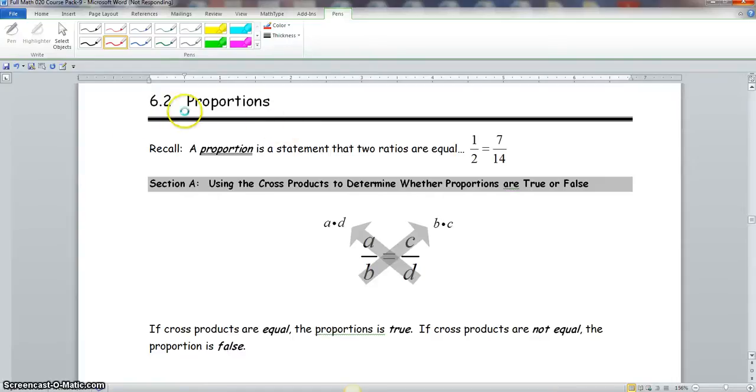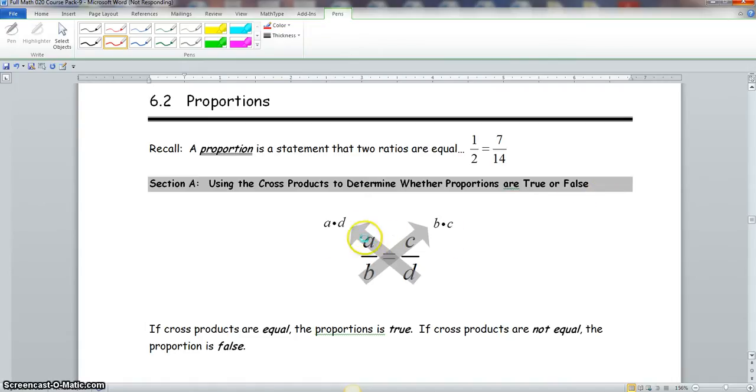Okay, class, we're about to start section 6.2, proportions. I'm going to talk a little bit more in depth about proportions. I know we went over it slightly in 6.1, but we're going to cover it more in depth here. It says, recall, a proportion is a statement that two ratios are equal. For example, 1/2 and 7/14. Section A, using the cross products to determine whether proportions are true or false.